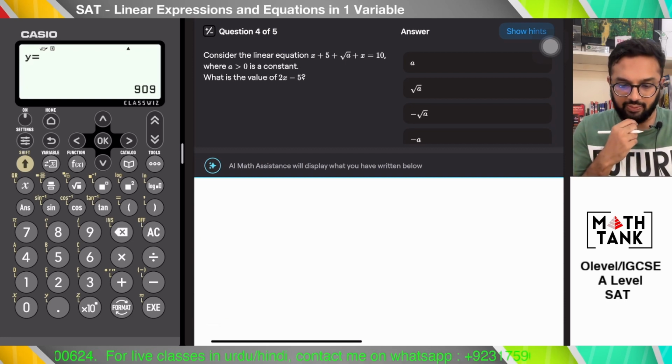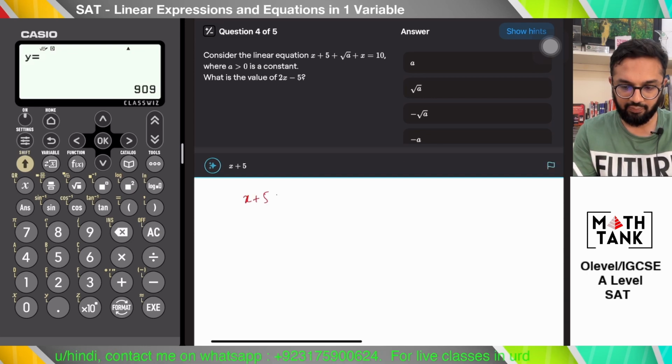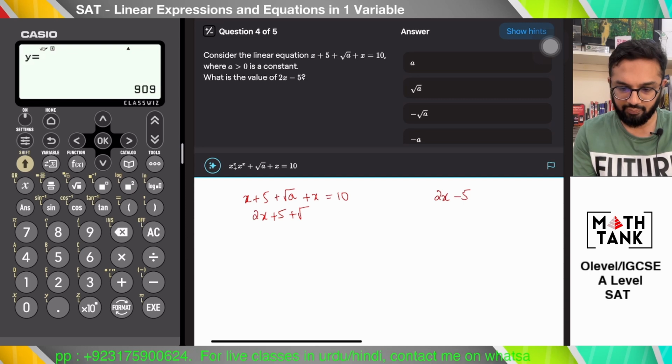It says consider the linear equation x plus 5 plus root a plus x equals 10, where a is greater than 0 and is a constant. What is the value of 2x minus 5? So x plus 5 plus root a plus x equals 10. I'm asking you the value of 2x minus 5. So I have 2x plus 5 plus root of a. Okay, so a is an unknown in this.